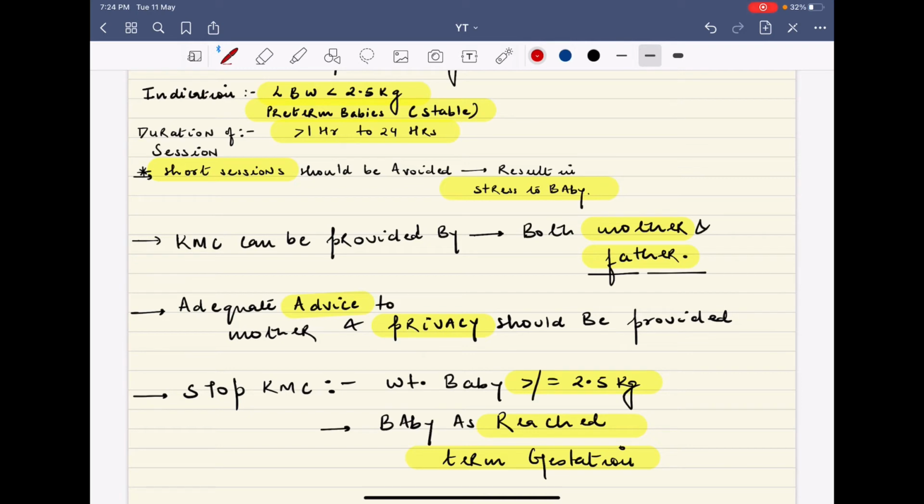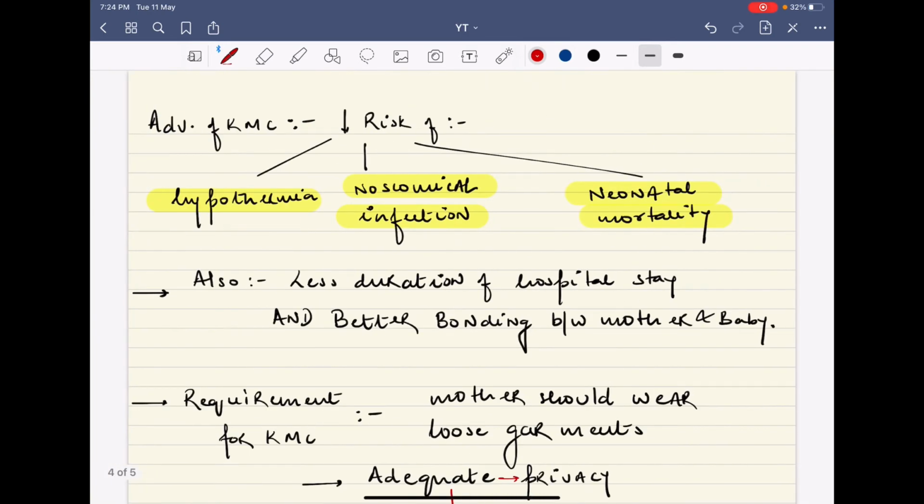Okay. Now moving on to another part, what are the advantages of kangaroo mother care? It decreases the risk of hypothermia in babies. It decreases the risk of nosocomial infection. You know that nosocomial infections are hospital acquired infections which are quite common in low birth weight babies, as you know that they are immunocompromised.